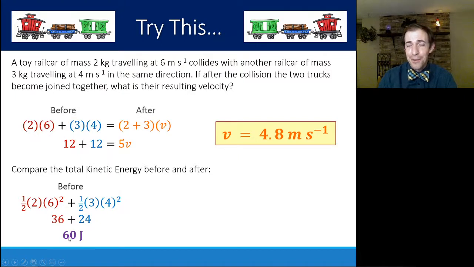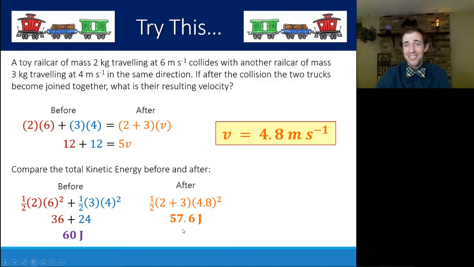That is 60 joules of energy total beforehand, which means that if it is elastic, my kinetic energy afterwards should also be 60 joules. If it isn't, it means that I lost energy due to something else. So now I know that my final mass is 2 plus 3, so 5, and my final velocity we just calculated was 4.8. So 1/2 times 5 times 4.8 squared gets us 57.6 joules.